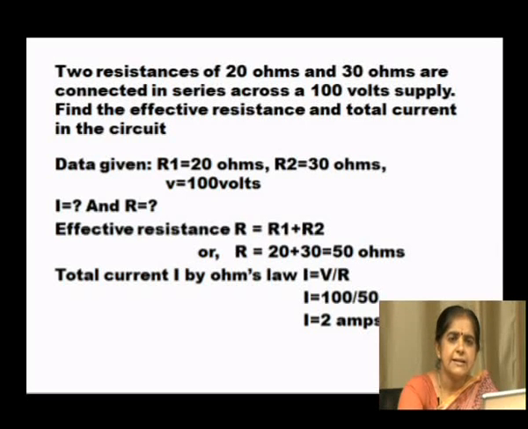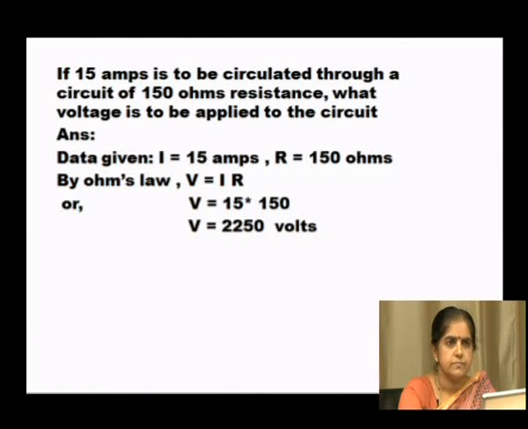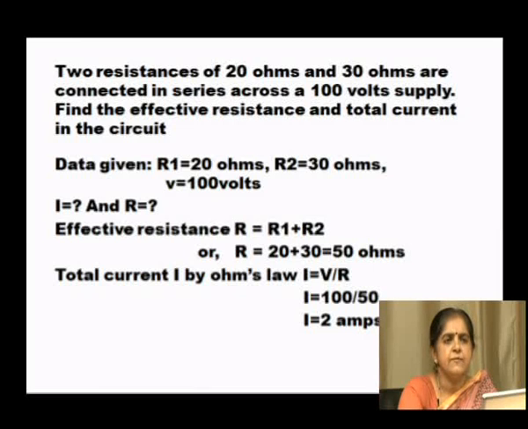You know that in a series circuit, the effective resistance is given by R is equal to R1 plus R2. R1 is equal to 20 ohms and R2 is equal to 30 ohms, and the algebraic sum of this is equal to 50 ohms. Okay, 20 plus 30, that is equal to 50 ohms.